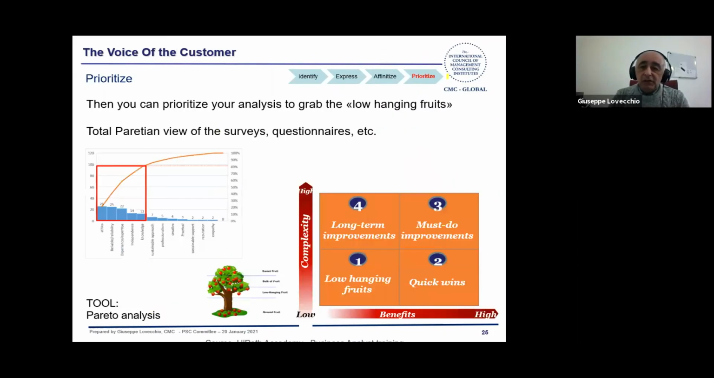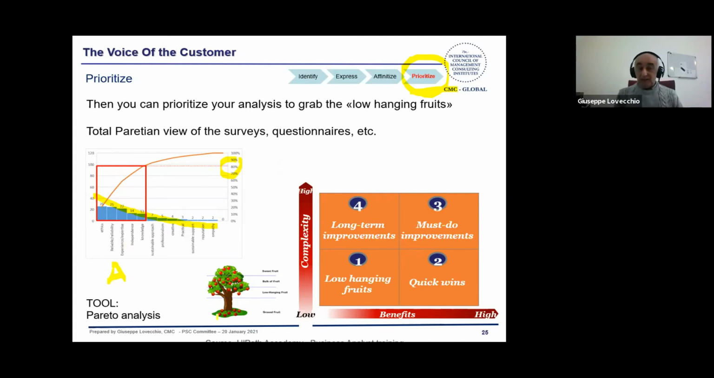The last step of the process is Prioritize. And here the ABC analysis helps us, the Paretian view of a service, no? For example, if we collect all the answers to a question, here you have an example: ethics is 26 times, then reliability, 25. So in descending order, you capture the 80% of the cumulative answers, and you have the A part, the most important part of the answers.